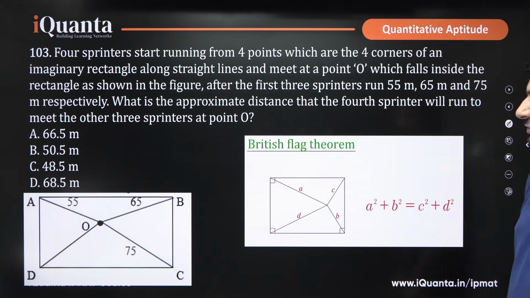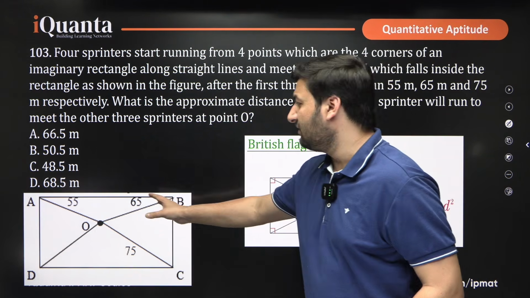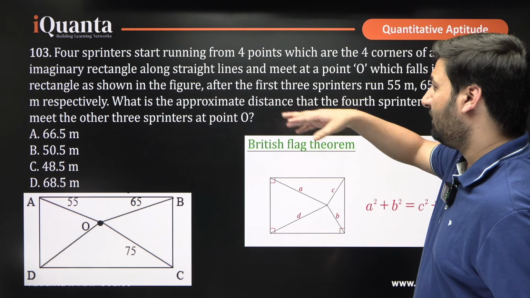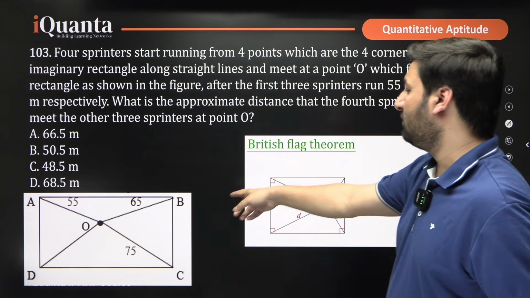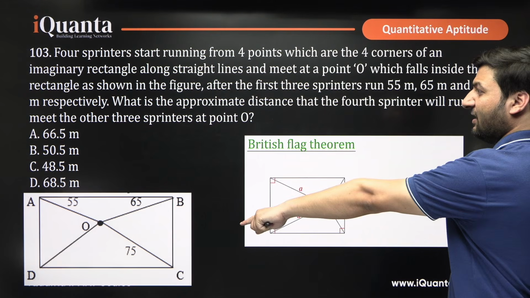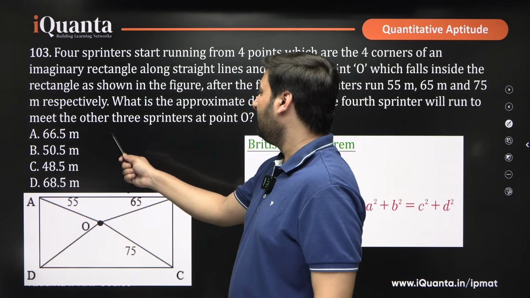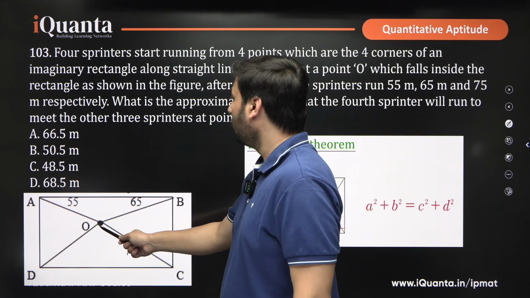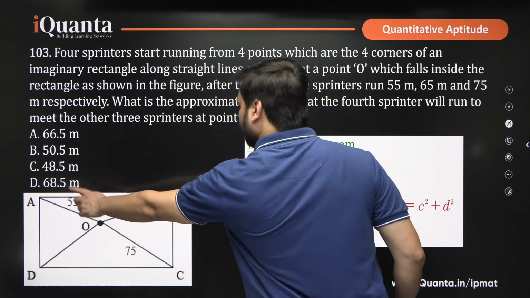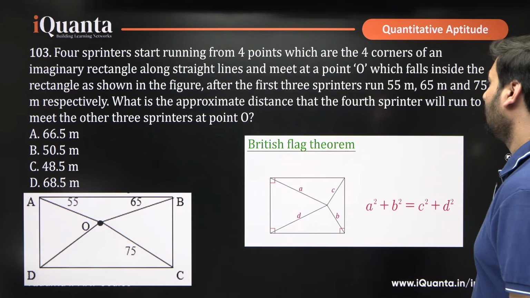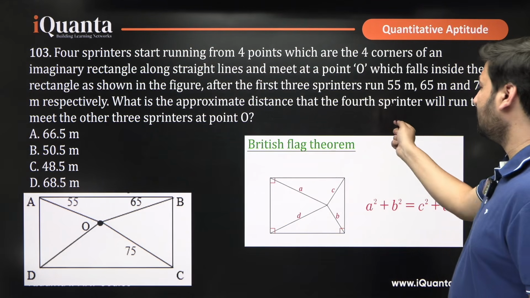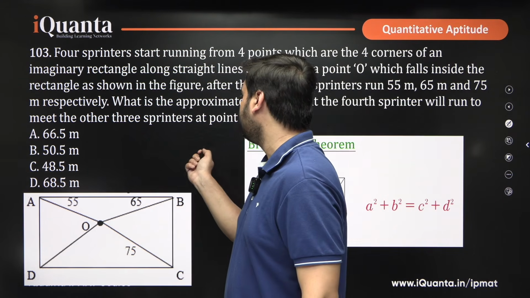Let us do this question. 4 sprinters start running from 4 points, which are the 4 corners of an imaginary rectangle, along straight lines, and meet at a point O. They are meeting at point O, which falls inside the rectangle, as shown in the figure. After that, the first 3 sprinters run 55, 65, 75 respectively from O. What is the approximate distance that the 4th sprinter will run to meet the other 3 sprinters at point O?